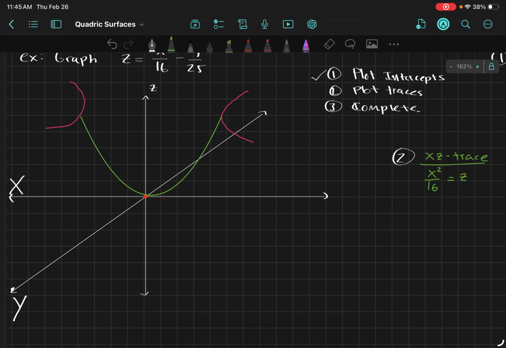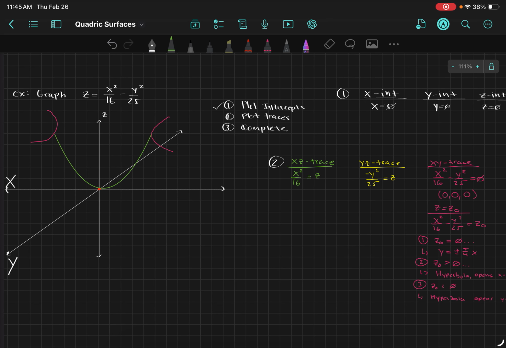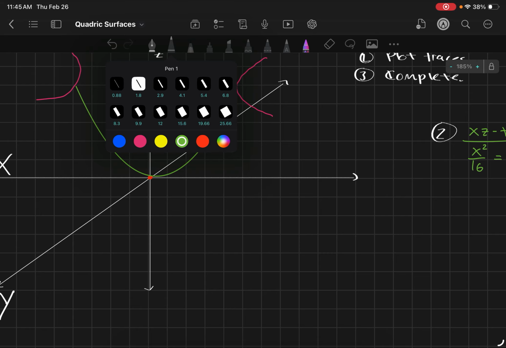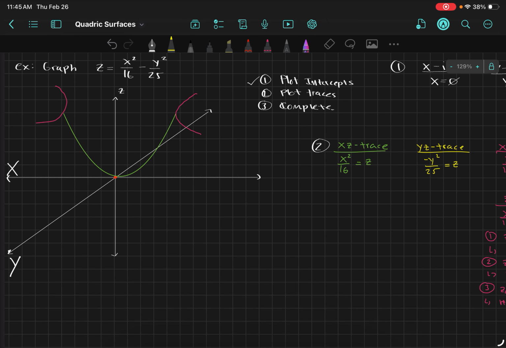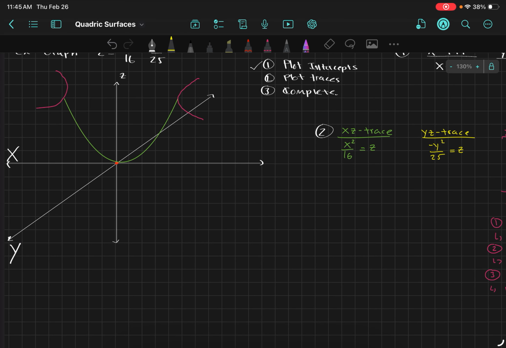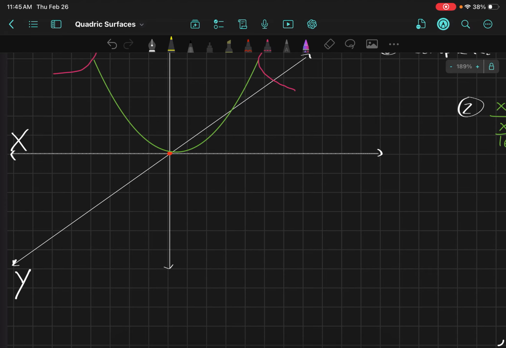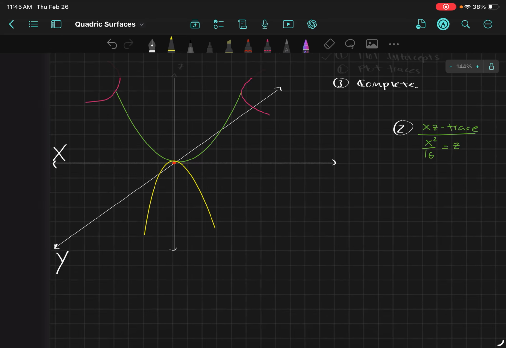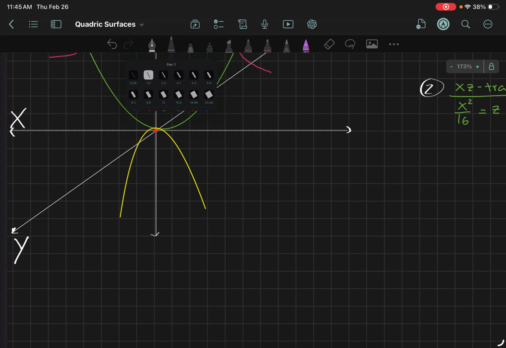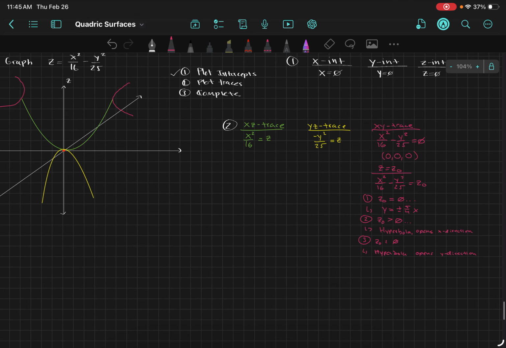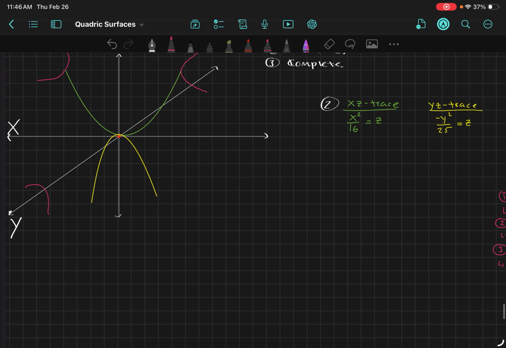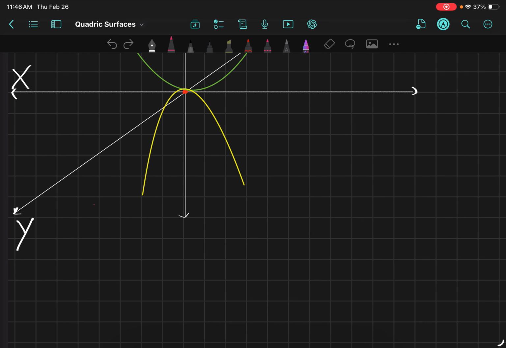I guess we'll do the other, the YZ. Yeah, we'll do the YZ now. So in the YZ, we're going to do negative y squared over 25 is equal to z, meaning our hyperbola is going to be down here. It'll work. So now we're going to do our other z naught trace here. Hyperbola opening in the y direction, meaning we're going to have something like that. So we're just going to connect the dots.